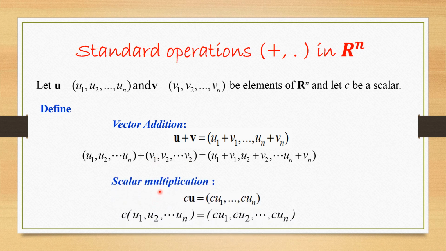Scalar multiplication. C times u vector, that is C times u1, u2, etc., un is nothing but C u1, comma C u2, etc., C un. This is the standard operation defined in Rn space. For the example we had chosen R2 space, the vector addition and scalar multiplication is defined in the same way. Each vector is having only two components because the vectors are taken in R2 space.